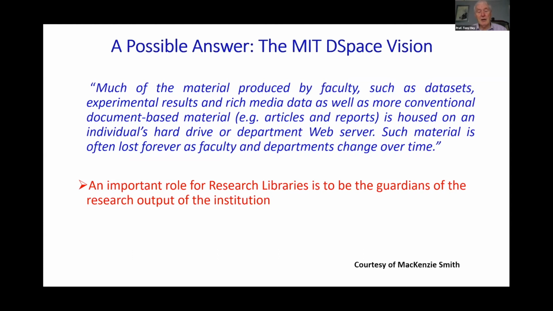This is a slide from the MIT DSpace project, from Mackenzie Smith, who's now librarian at the University of California at Davis. Much of the material produced by faculty, such as data sets, experimental results, rich media data, as well as conventional document-based material, is housed on an individual's hard drive or departmental web server. Such material is often lost forever as faculties and departments change over time. So I do think there is a role for doing this. An important role for research libraries should be the guardians of the research output of the institution, to keep what could be important, where you could have, for example, intellectual property. So this is an important role.